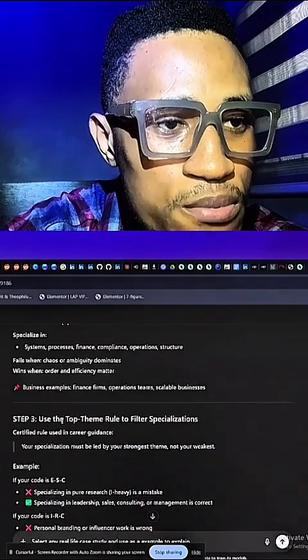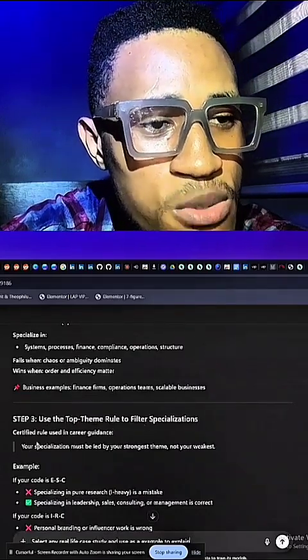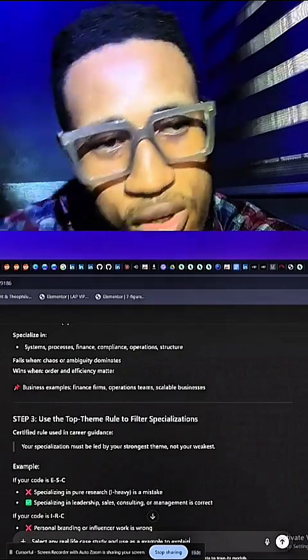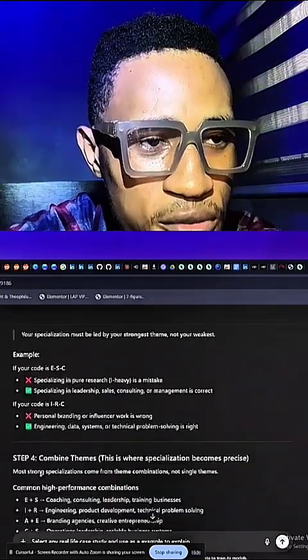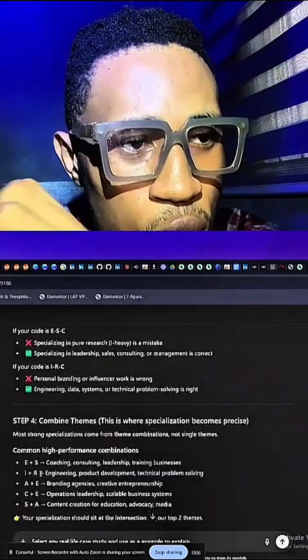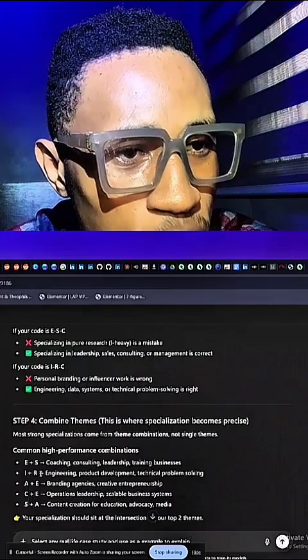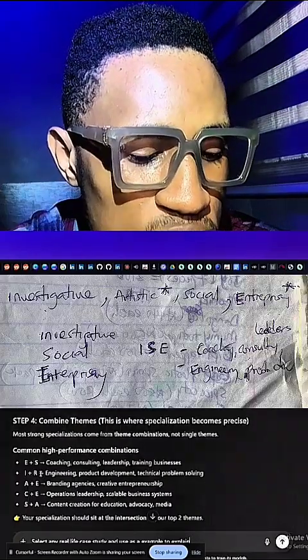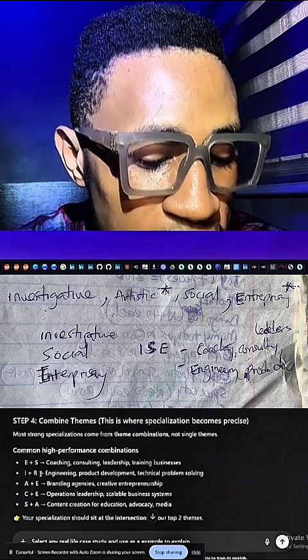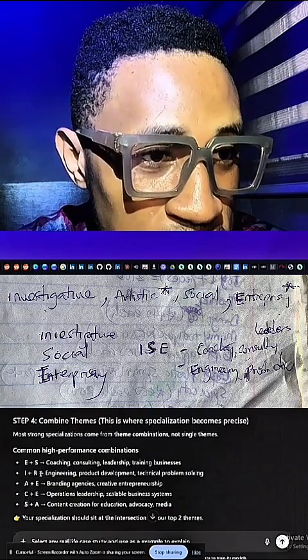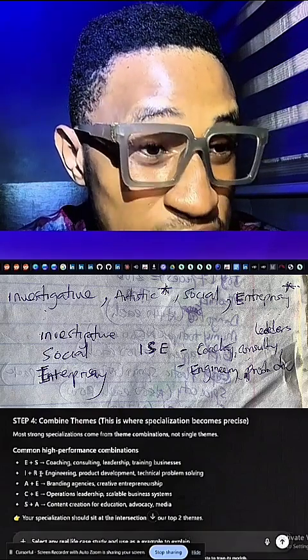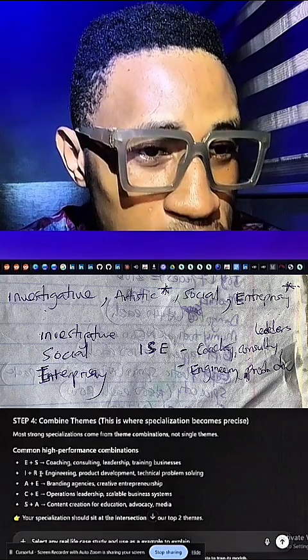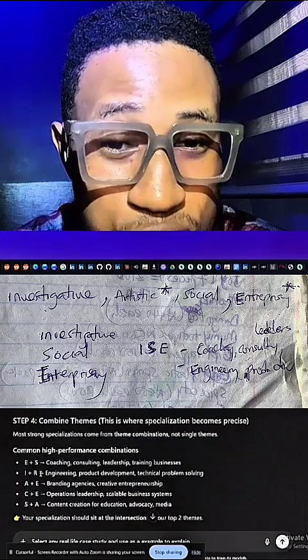Now let's use the top theme rule to filter specialization. Specialization must be led by your strongest theme, not the weakest. Let's look at number 4. Now this is where the real work happens. The strongest specializations come from theme combinations, not single themes. ES. My own letter code is ISE. Now we have ES, which are two of my themes: coaching, consulting, leadership training, and business, which looks like me.